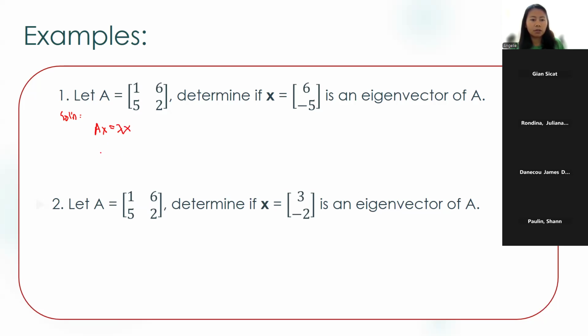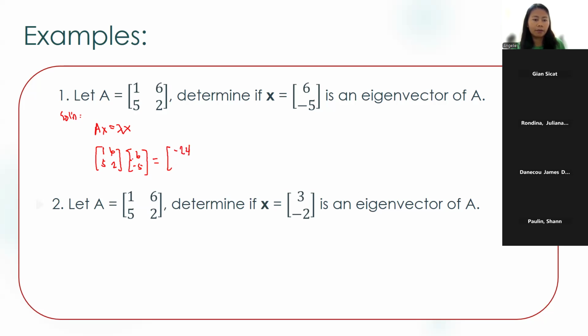Okay. Now substitute A x. So we have 1, 6, 5, 2. We multiply this by the vector, the eigenvector, 6, negative 5. Now you solve. Again, solving, multiplying two matrices, or matrix multiplication. So this is compatible, right? So there is 1 times 6 plus 6 times 5. I hope you can still remember. So we have 1 times 6 is 6. 6 times negative 5 is negative 30. So 6 minus 30 is negative 24.